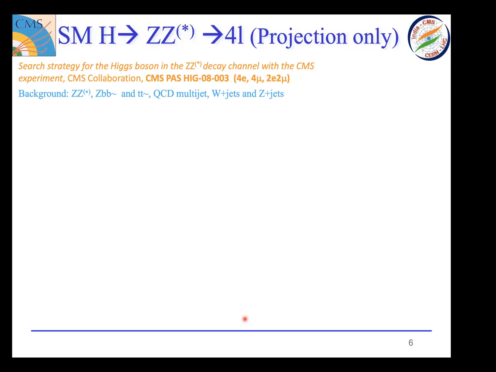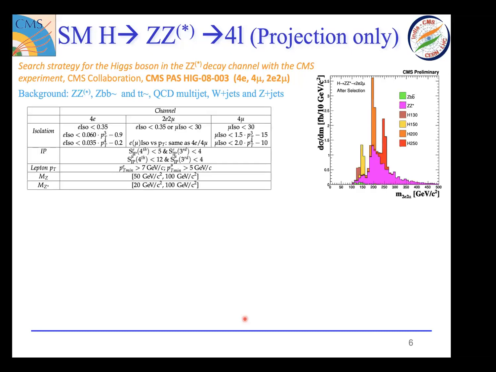With, of course, the background coming from the irreducible ZZ continuum, and then the reducible components coming from Z b-bar and t t-bar, W plus jets, Z plus jets, and the multi-jets, of course. Now, where the group actually contributed, I know because we worked on it, and some of our colleagues were also there, was on the isolation and the impact parameter. Now we know that for the leptons coming from one Z, it is important. But the interesting aspect for the Higgs was that the other Z, which was also giving two leptons that we are going to study, if you tune your isolation and impact parameter significance properly, then you can take care of several backgrounds like Z b-bar, t t-bar, Z plus jets, and so on and so forth, where the jets are misidentified as leptons.